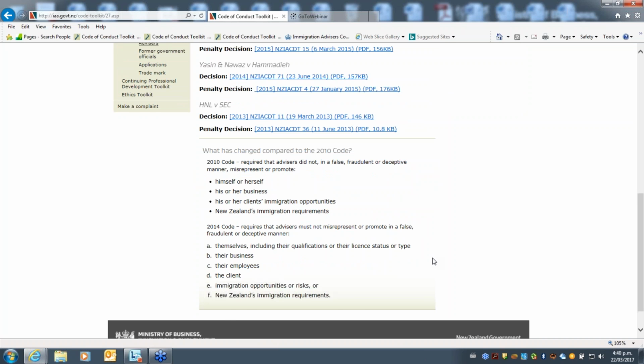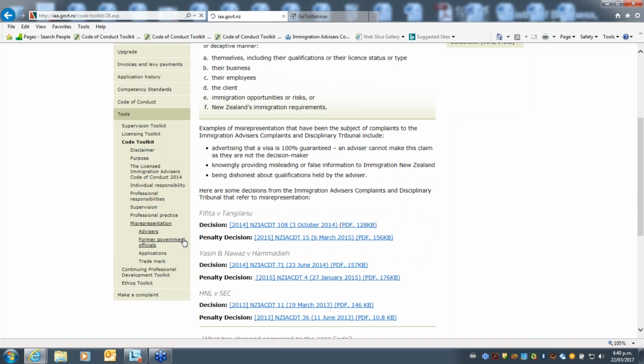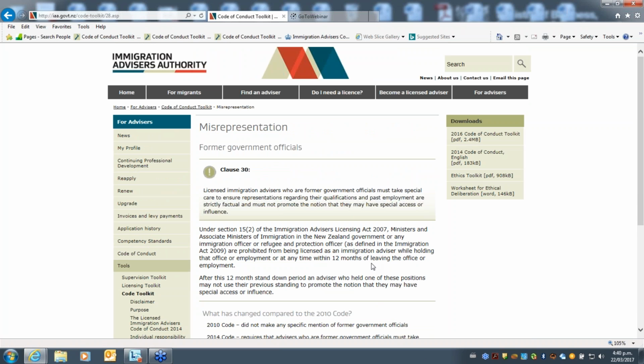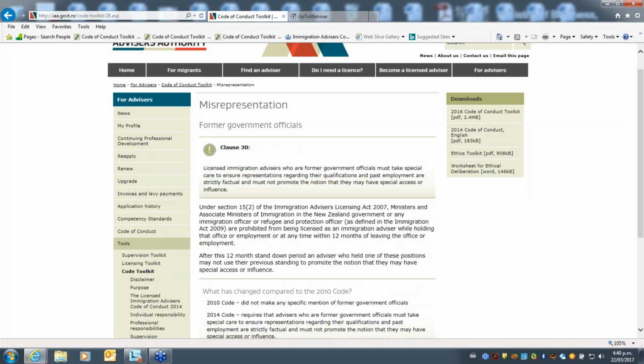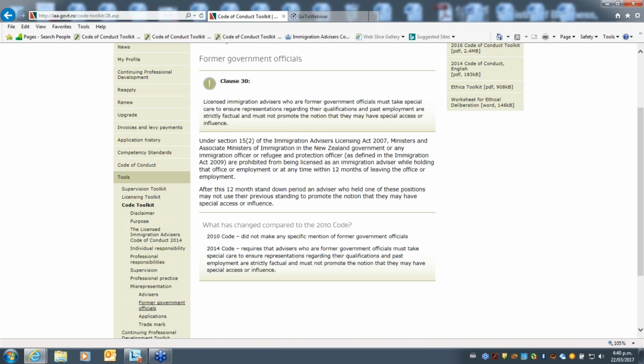So we've got a particular clause around former government officials not to misrepresent their qualifications or their past employment. It needs to be strictly factual, and of course you can't promote the idea that you might have special access or influence.